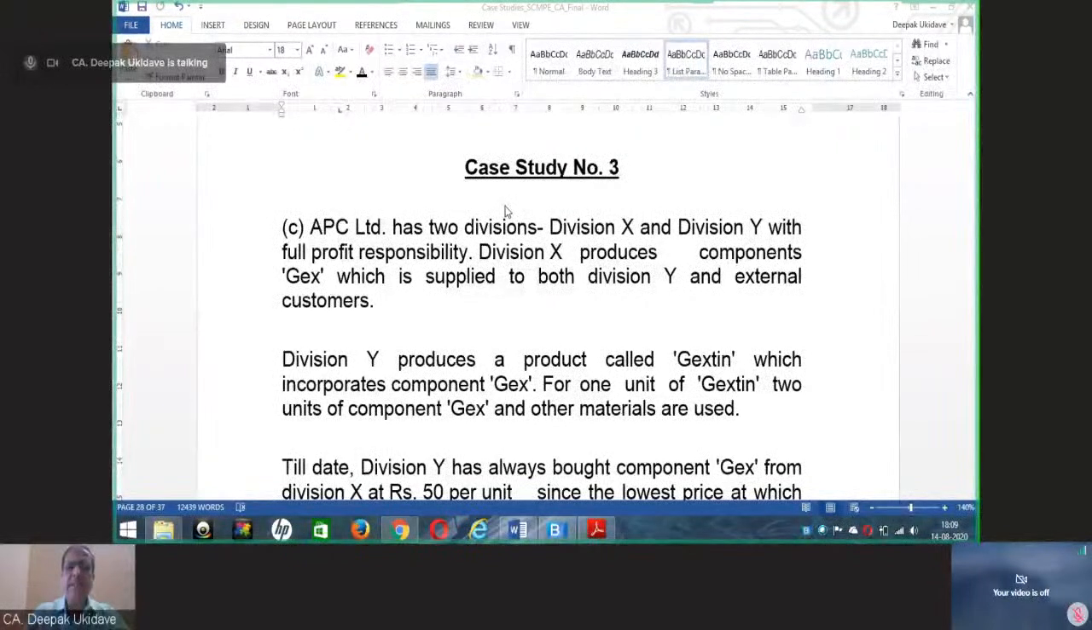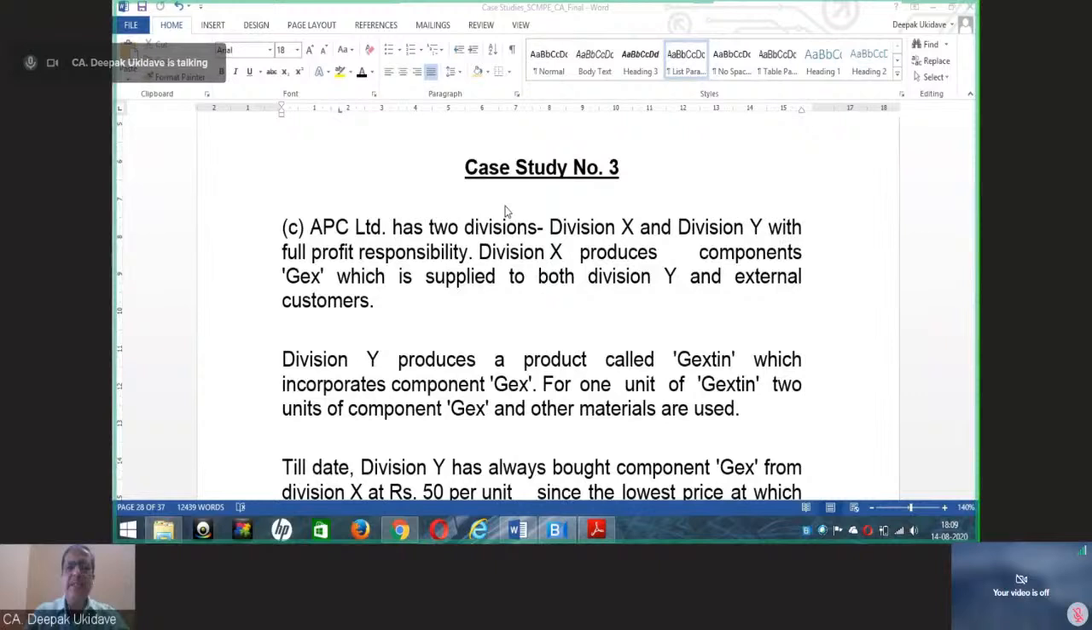Let us understand the external sale of the finished product by division Y. All this was division X. Now let us look at division Y. Division Y has the external demand of 1,20,000 units multiplied by a selling price of 180. Now look, this price structure is different. Now it is 180. So 180 into 1,20,000 is 216 lakhs. If you multiply, you will get this figure.